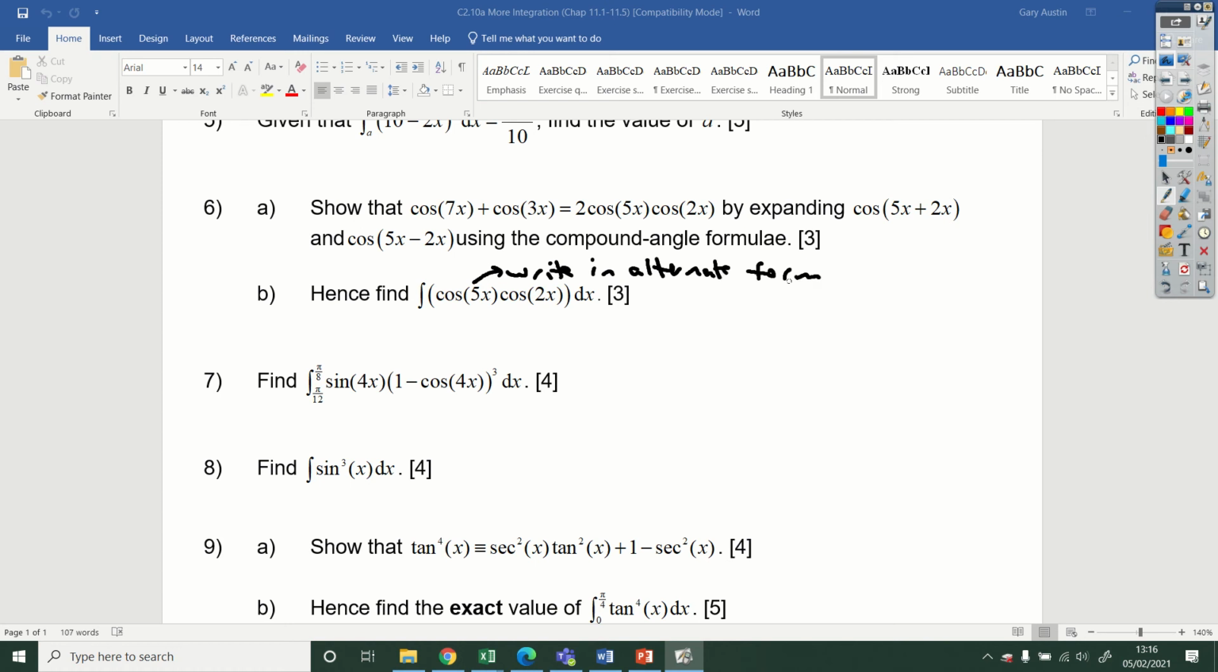Okay, it'll be up to you to look up the angle sum and angle difference formula there for cos. Question 7, we've got another definite integral.